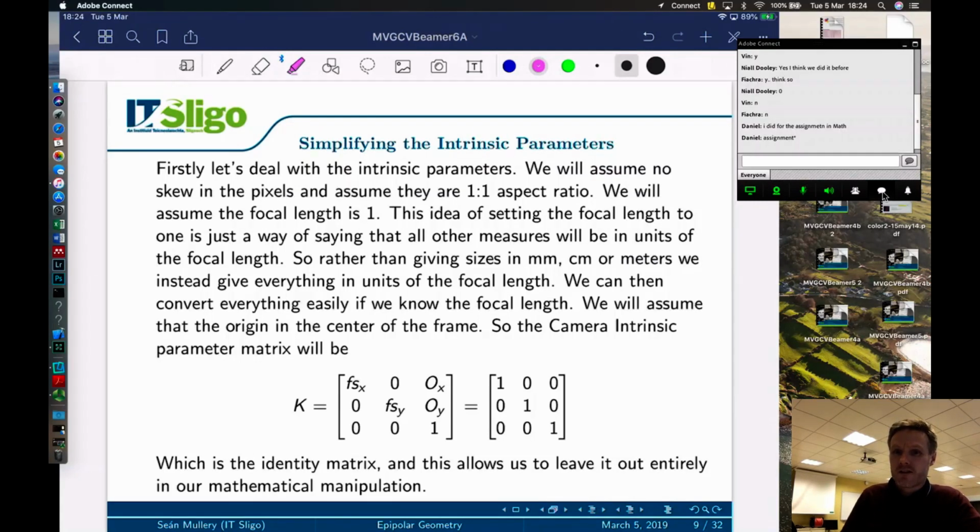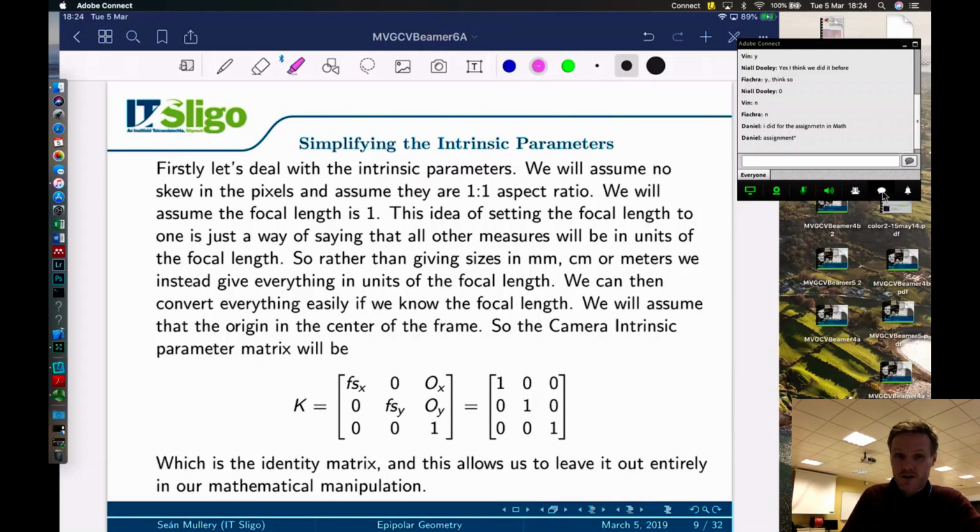So rather than giving sizes in millimeters, centimeters, or meters, we instead give everything in units of the focal length. And because we're assuming the two cameras are the same, they're going to have the same focal length. We can then convert everything easily if we do know the focal length later on. And we'll assume that the origin is in the center of the frame.